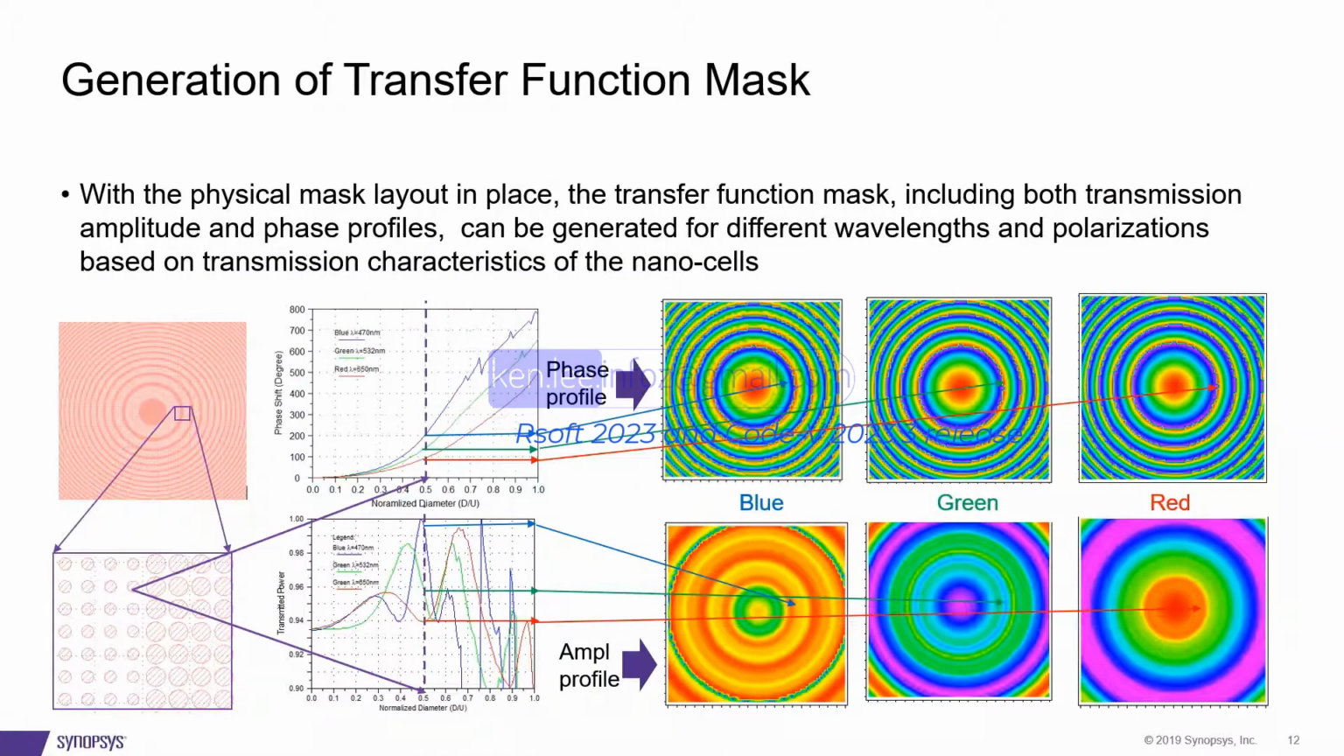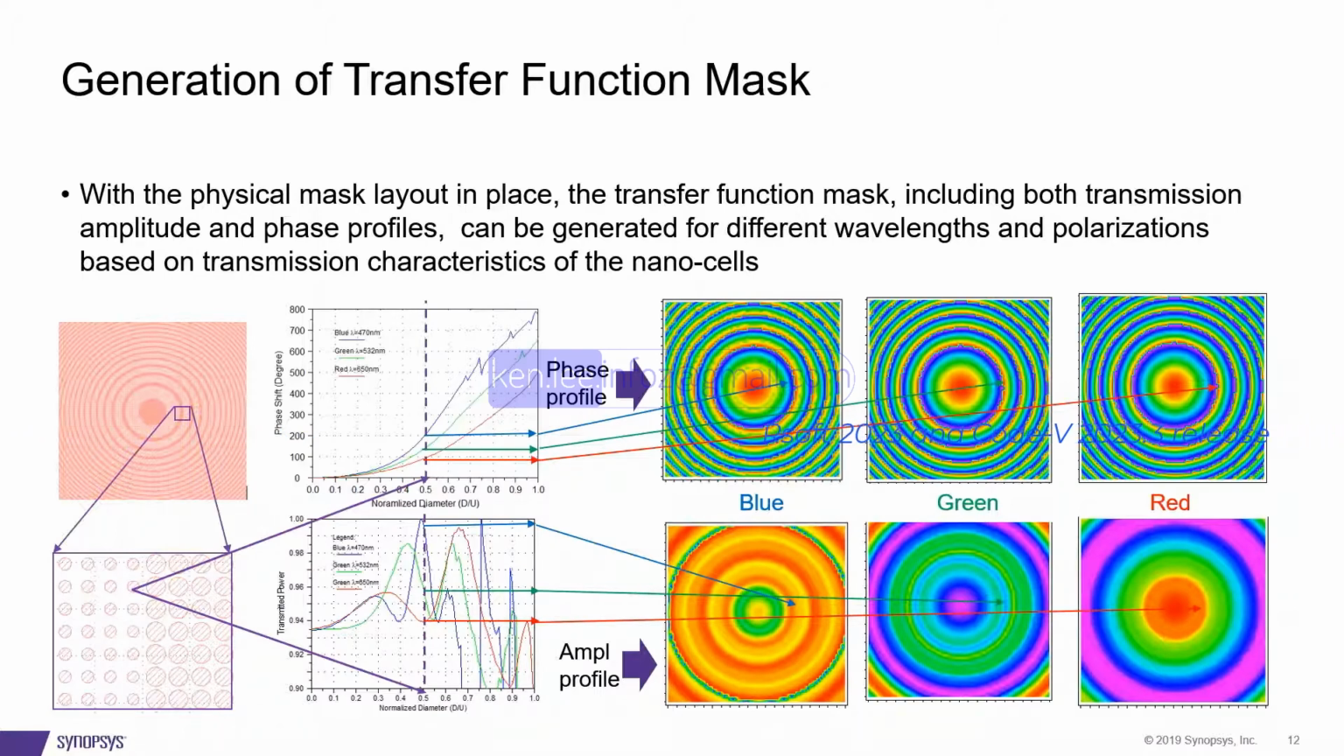Now that the physical mask layout is in place, the transfer function mask, which includes both the transmission amplitude and the phase profiles, can be generated for the different wavelengths and polarizations. This, of course, taking the transmission characteristics of the nanocells as base. The detailed procedure goes like this.